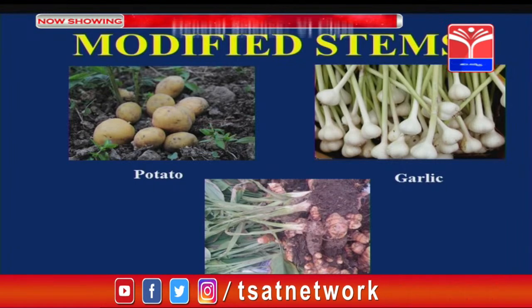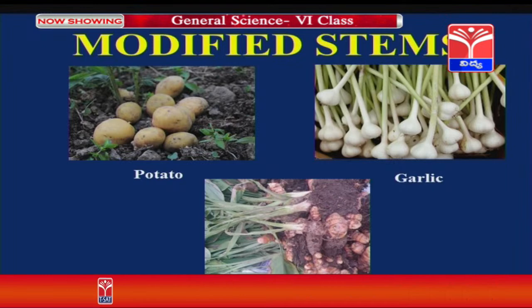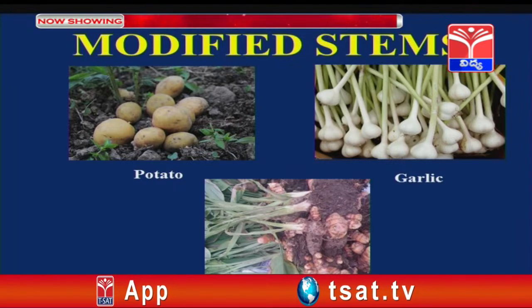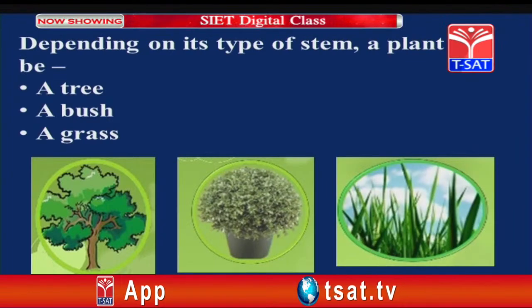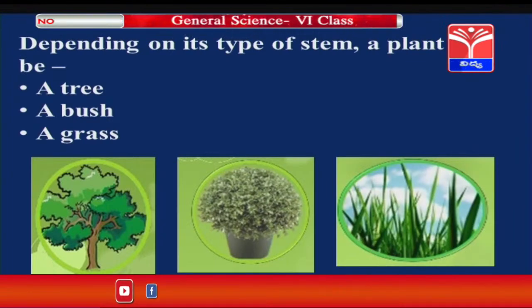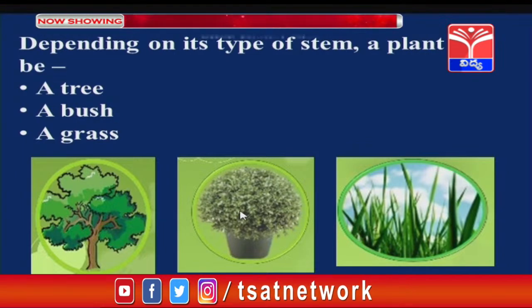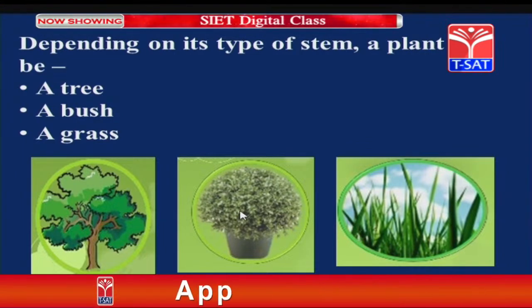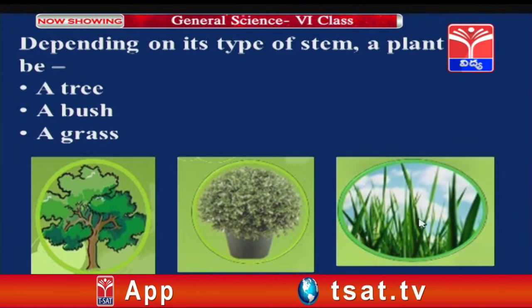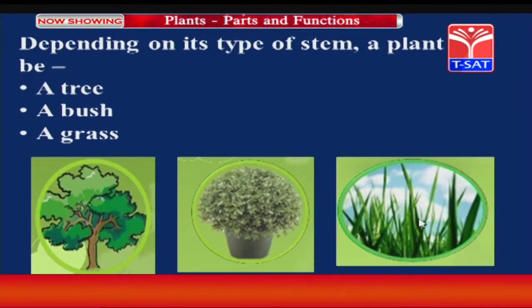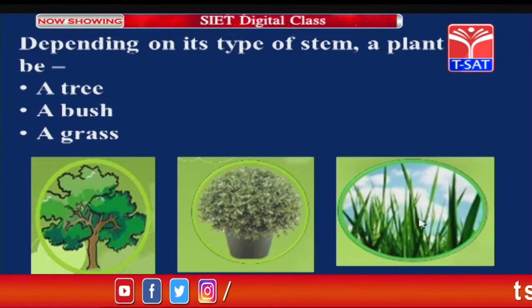So, this is regarding the stems. We have seen now what a stem is and what its functions are. Now, the next one is, depending upon the type of stem, a plant can be divided into different types. The first one which we can see here is a tree. The second one, if the stem is not very big, so it is somewhat bushy, is a bush. And the next one is nothing but grass. So, this is regarding different types of plants according to their stem.